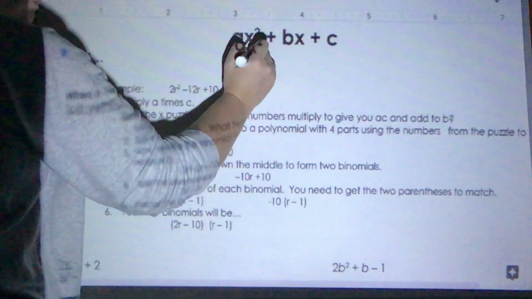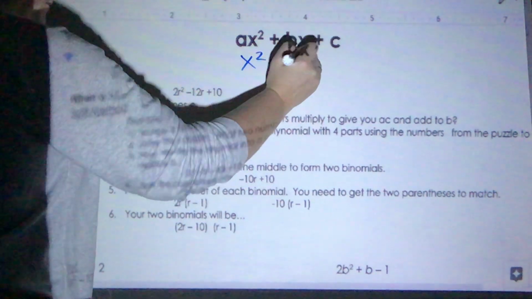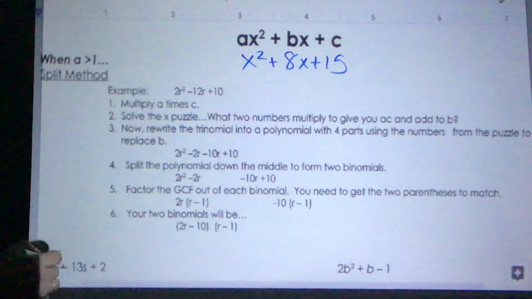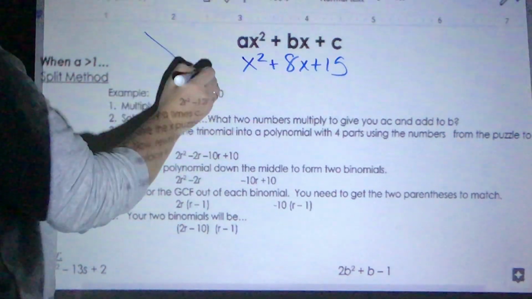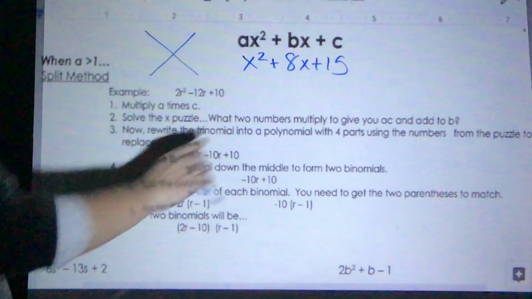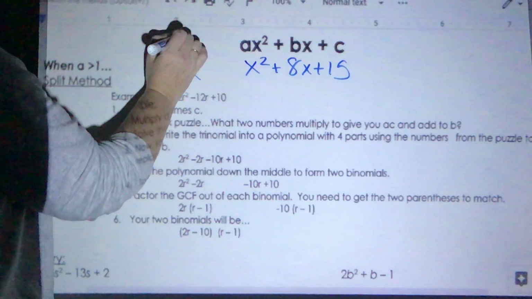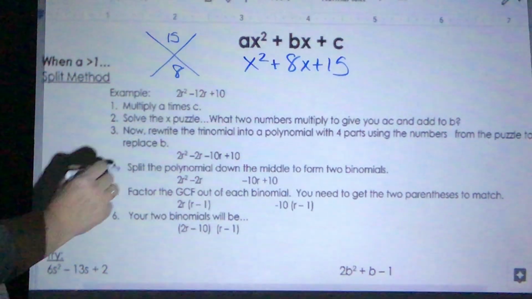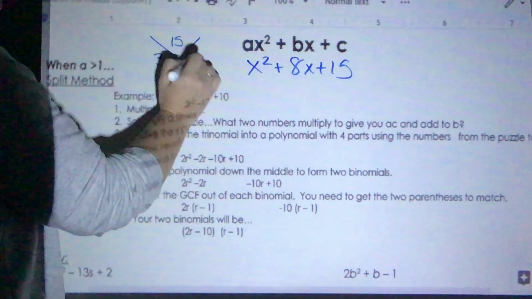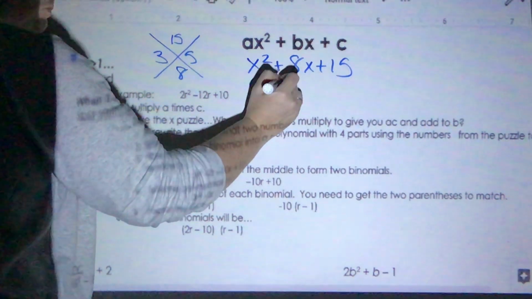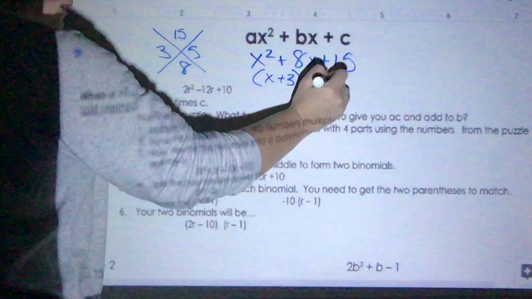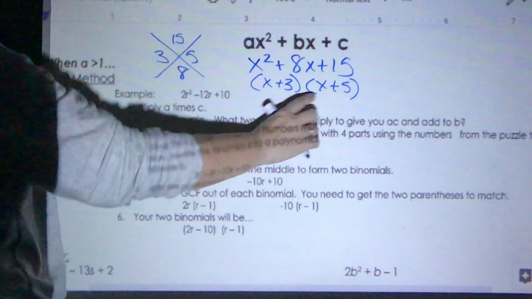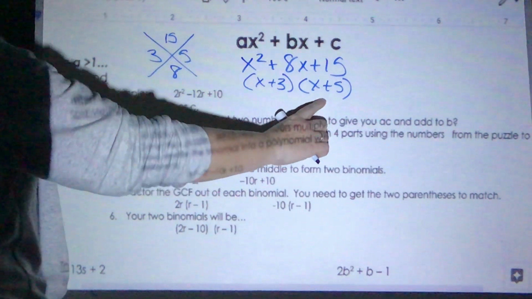For example, last week you could have been factoring a problem such as x squared plus 8x plus 15. To factor that, you would have made your little x puzzle. We're looking for two numbers that multiply to give you 15 and add to give you 8. Those two numbers would be 3 and 5. So your two parentheses would be x plus 3 and x plus 5. So the two binomials that this trinomial factors into are x plus 3 and x plus 5.